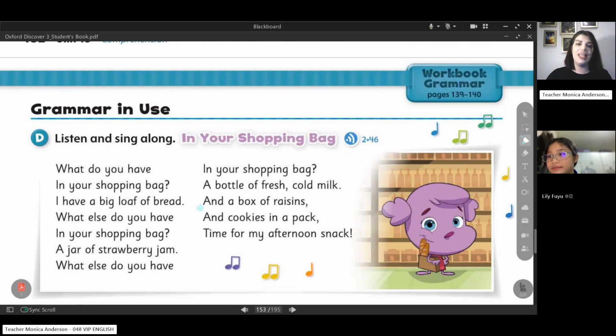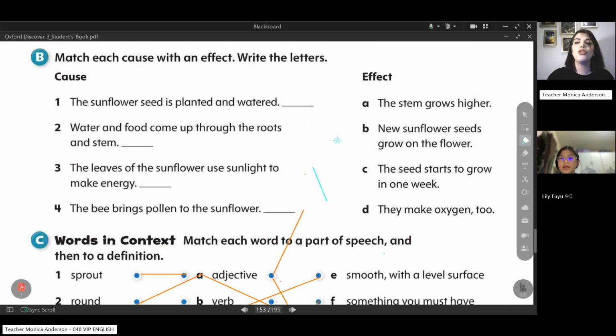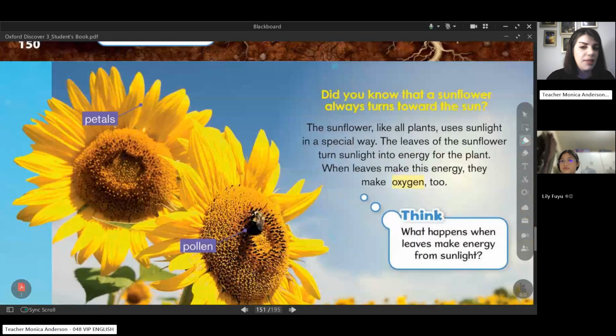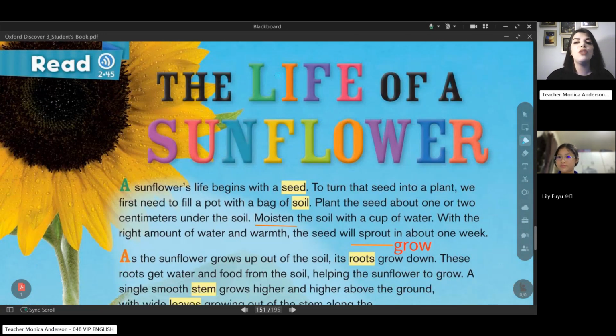Well, and now let's see what we have. Listen, just before it, I'm going to ask you a few questions related to the text because we read it, but I actually haven't asked you any questions. Well, the first one, tell me about the process of growing sunflower. First, the sunflower begins with the seed that turns into the plant. We first need to fill a pot with soil. What are you saying?